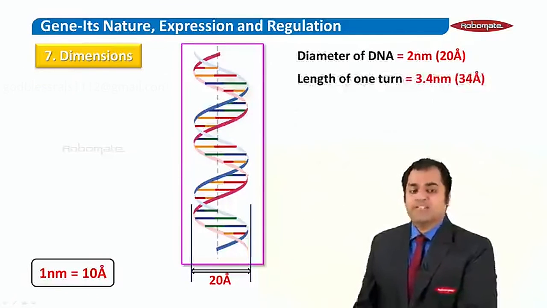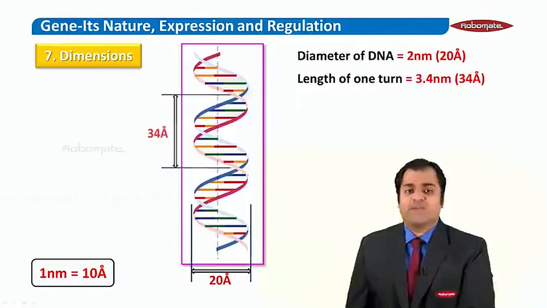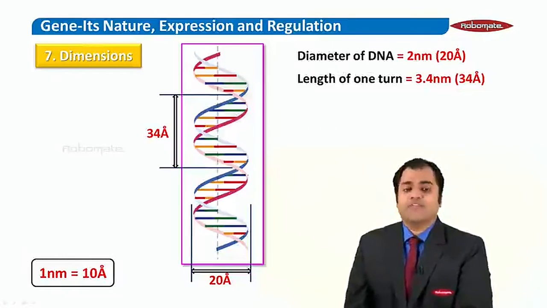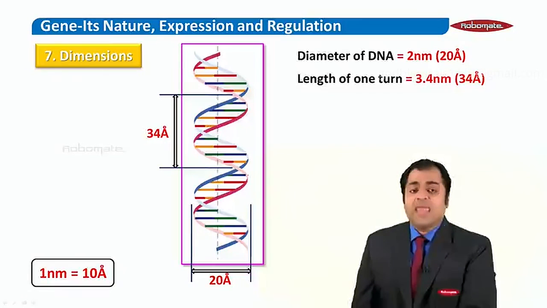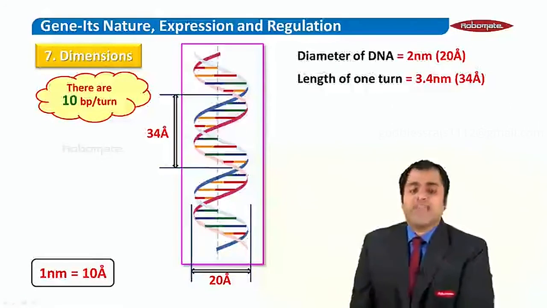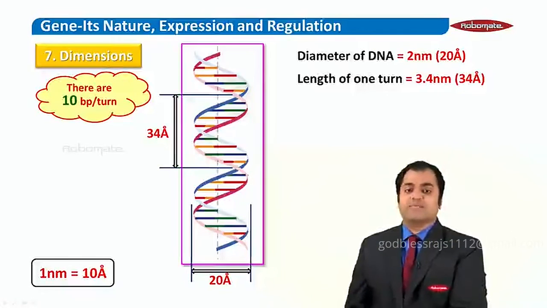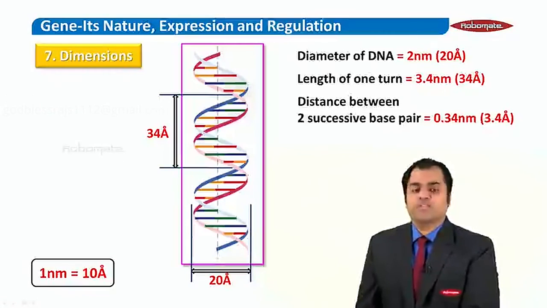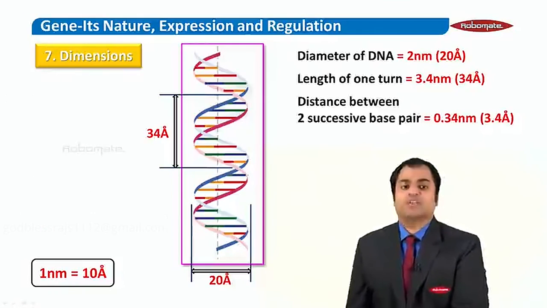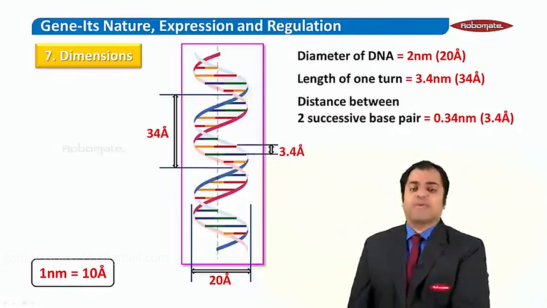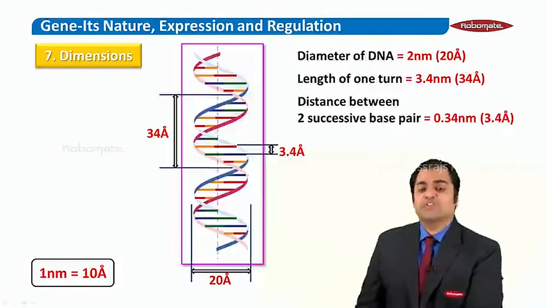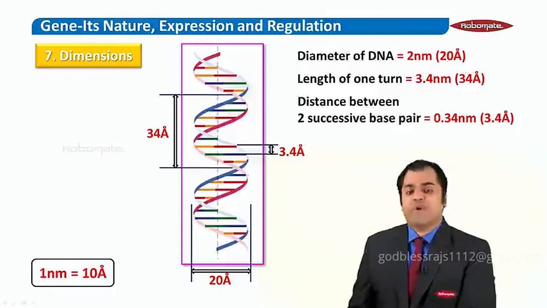Now one turn or one spiral is about 3.4 nanometers or 34 Angstrom. One entire turn, right? There will be 34 Angstroms in length. Is it okay? It's also seen that there are about 10 base pairs per turn or per spiral, and therefore the distance between two successive base pairs would be close to 0.34 nanometer or 3.4 Angstroms. Is that okay? Correct? So once again, diameter is about 20 Angstrom, length of one turn is about 34 Angstrom, and distance between two successive base pairs is about 3.4 Angstroms.